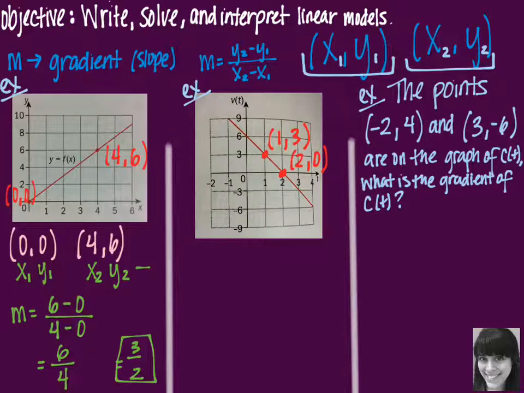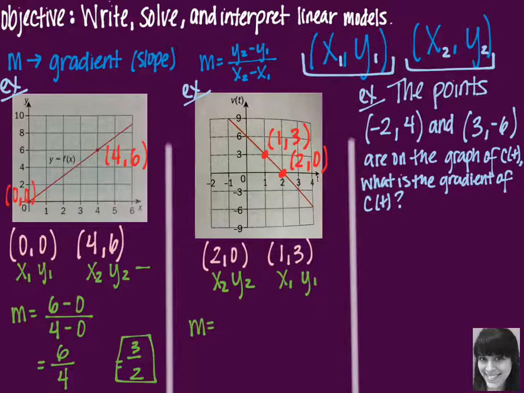So I have 2, 0 and 1, 3. In the previous example, I did x1, y1, x2, y2. So I'm going to switch it and do x2, y2, x1, y1. Either way, it doesn't change your answer. You'll always get the same answer as long as you're consistent.